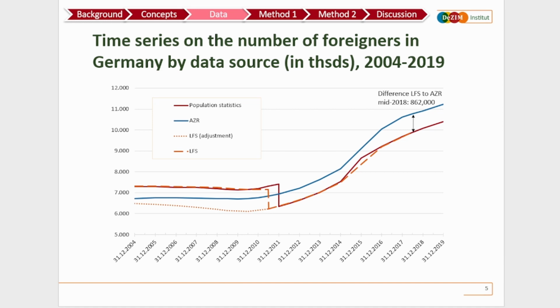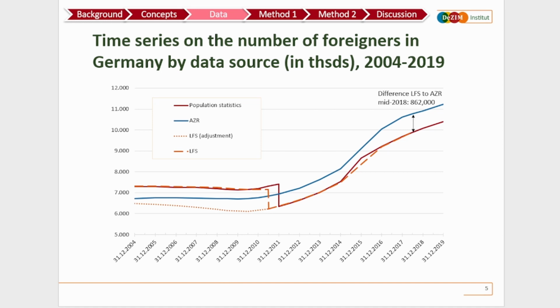And the figure in red is the population statistic. So yeah, also important to know the AZR is maintained by the BAMF, the authority responsible also for asylum seekers and for foreigners. And the population statistic comes from the Destatis, the National Statistics Agency.